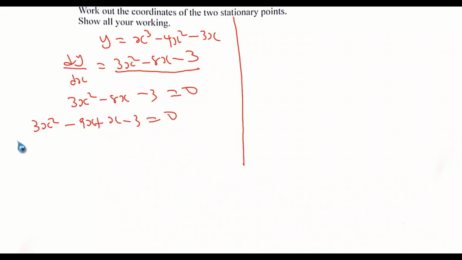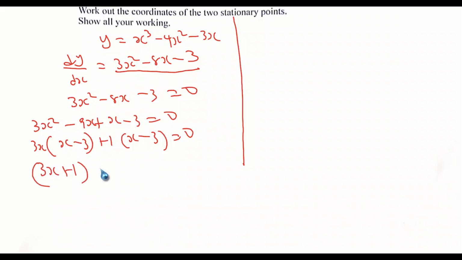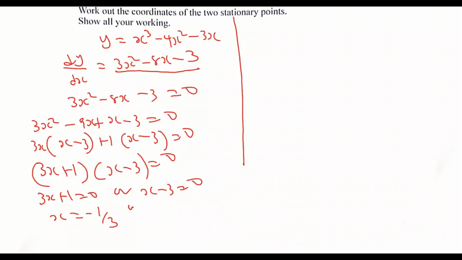So this will give us 3x into brackets x minus 3 plus 1 into x minus 3 equals to 0. So this will give us 3x plus 1 into x minus 3 equals to 0. So 3x plus 1 equals to 0, or x minus 3 equals to 0. So from here, x equals to minus 1 over 3, or x equals to plus 3.